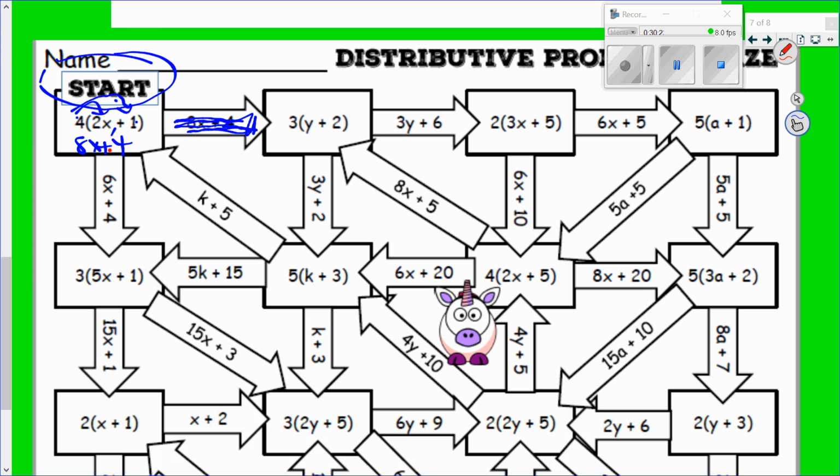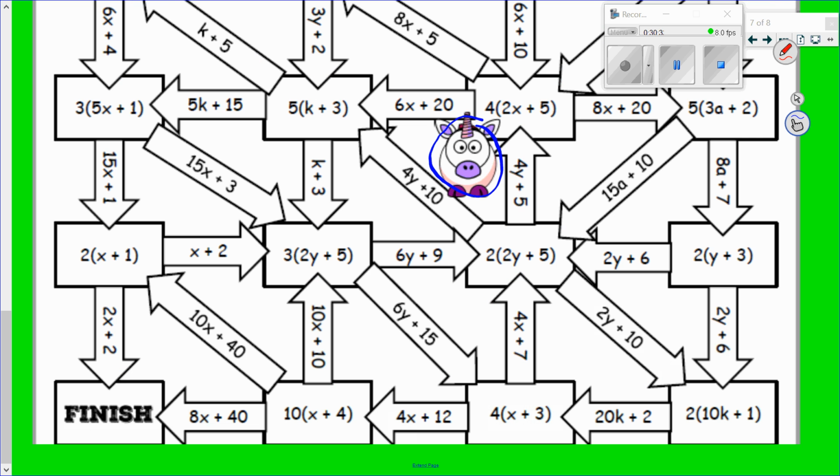You've done these before, okay? Then I'm going to do the next one. You're going to go around the maze. I threw a unicorn in there just so you guys could have some enjoyment, but your finish is actually down here. Questions?